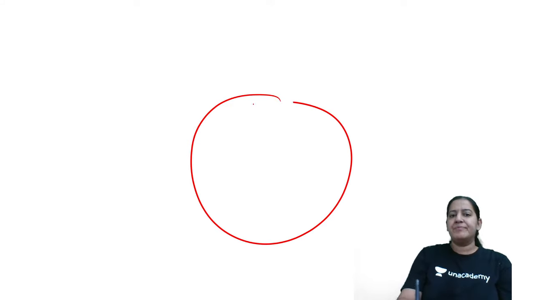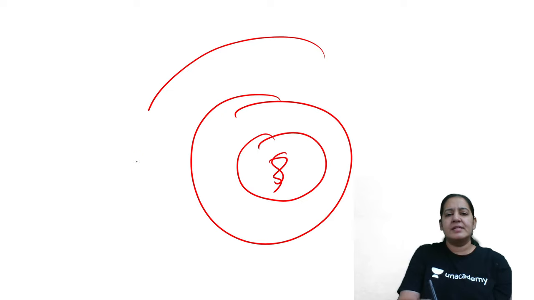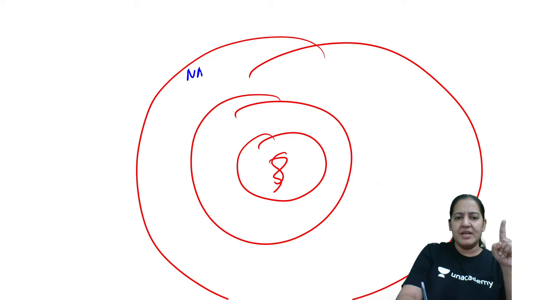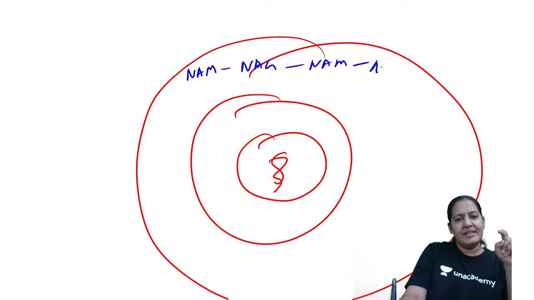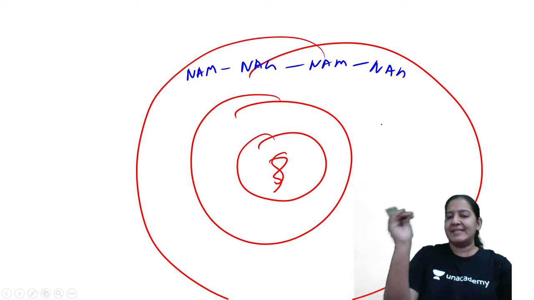So this is the cell. This is a bacterial cell. This is the nucleus of the cell. This is the DNA inside the cell. This is the cell wall. What is the structure of the cell wall? In the cell wall, there is alternate NAM, NAG, NAM, NAG. Like this, there is alternate. These are the monomers which bind together to form the polymer. And the cell wall is a polymer.